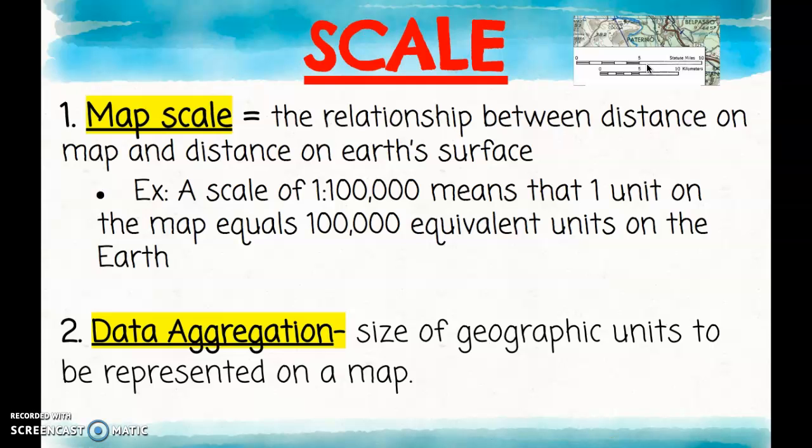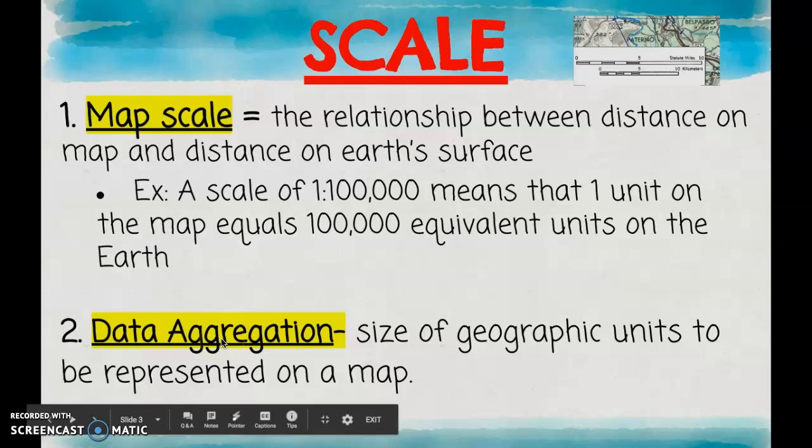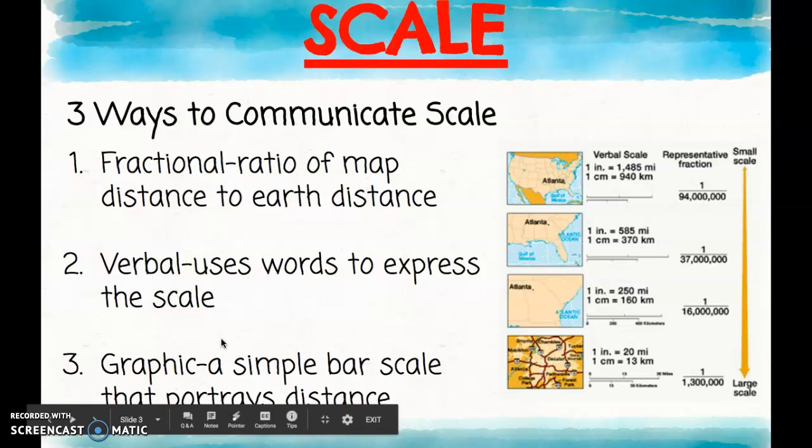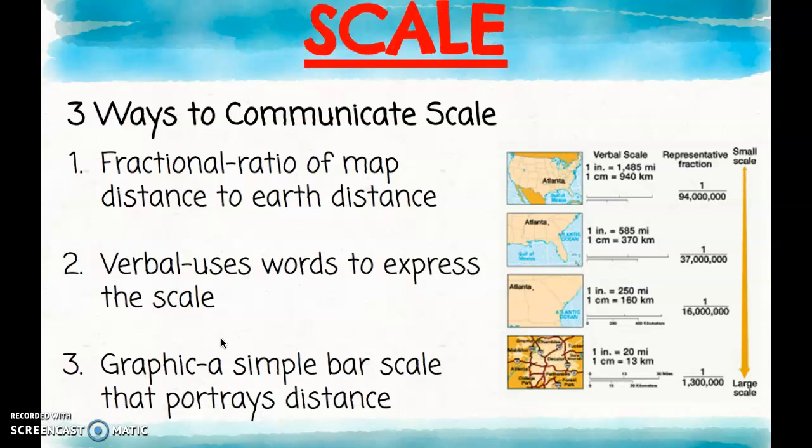And data aggregation is the actual act that a cartographer makes when they decide what size of geographic units they want to be represented on their map. So a map scale is what he or she, the cartographer themselves, will actually come up with once they aggregate their data. Now there are 3 ways to communicate scale.